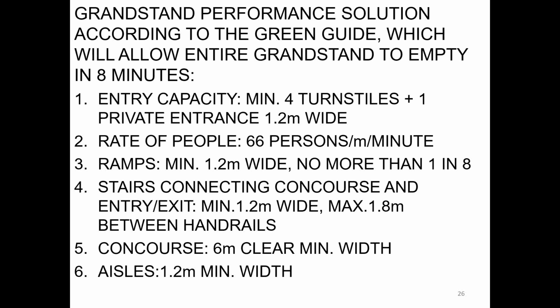The concourse is to be 6 meters clear minimum width, so between the back of the last row of seats or wheelchair seats and the front of the food and beverage and merchandising stores, if you do have them there. And the aisles between the rows are to be a minimum of 1.2 meters in width.